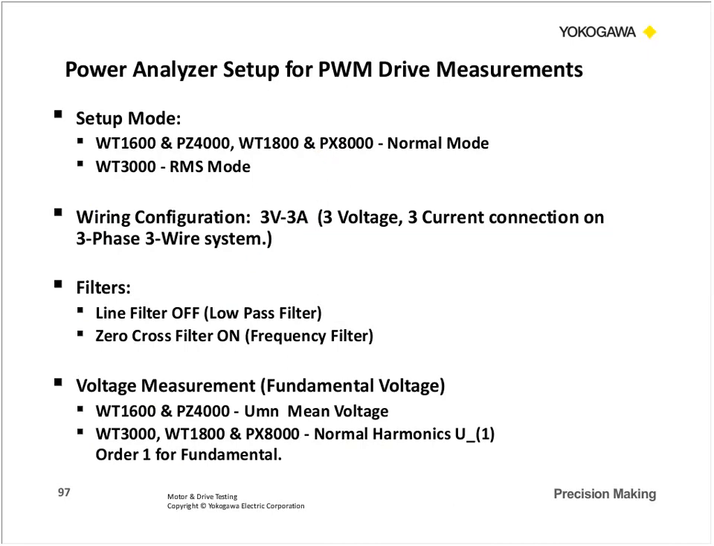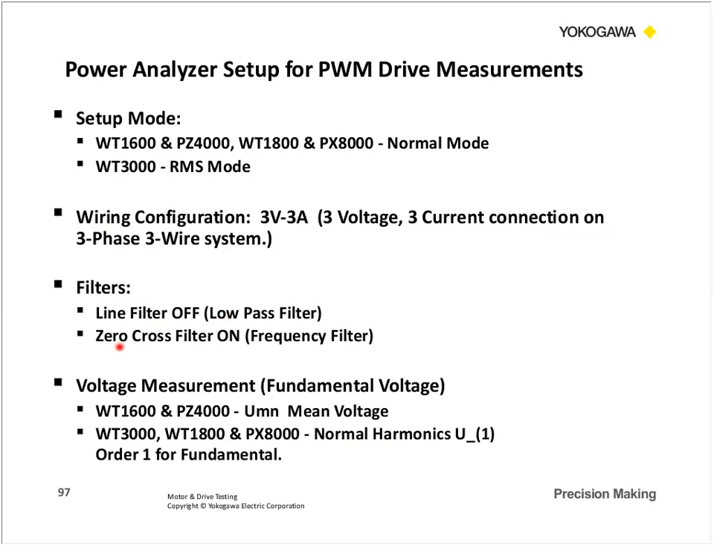The wiring configuration, I say in ours, use the 3V3A method. Gives us the best accuracy on an unbalanced system. Filters, line filters should be off. We don't want to filter our measurements.